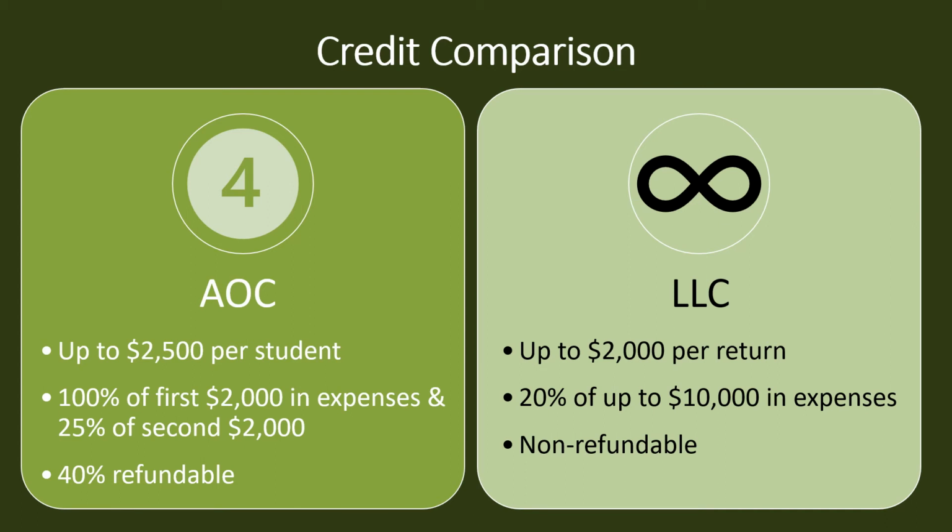So unlike the American Opportunity Credit, where you could multiply it if you had more than one student, if you have more than one student trying to claim the Lifetime Learning Credit, the whole return gets $2,000 and no more. And it's calculated as 20% of up to $10,000 in expenses. And this credit is non-refundable, meaning that once we've reduced tax down to 0, if there was credit left over, we don't get to claim the leftover credit. It's just gone.